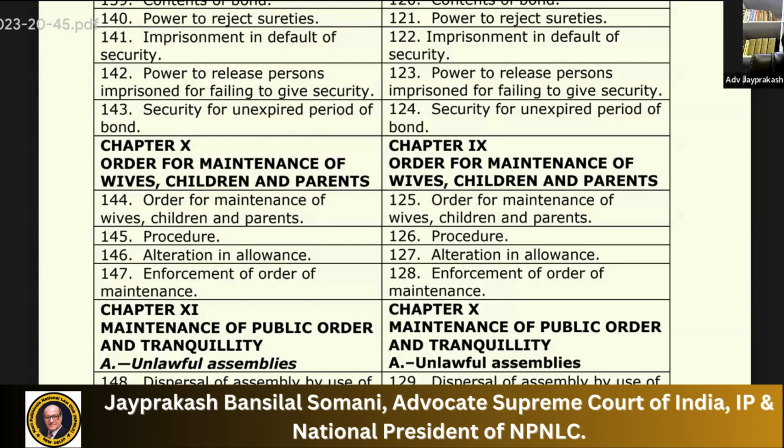BNSS section 145, procedure of maintenance. Its earlier section was in CrPC 126. BNSS section 146, alteration in allowance. Its earlier section was in CrPC 127. BNSS section 147, enforcement of order of maintenance. Its earlier section was in CrPC 128.